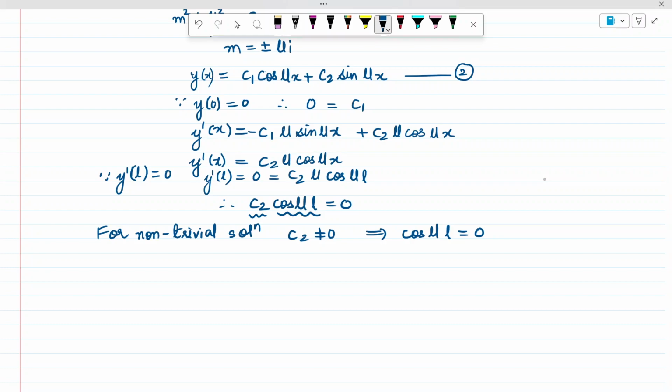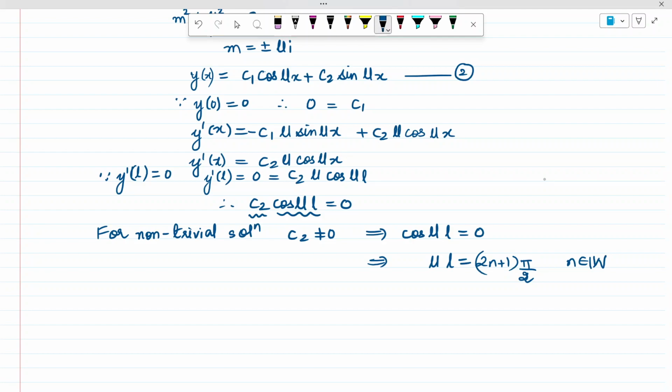So this implies nu l would be equal to 2n plus 1 pi by 2. Or I can just remove this and say the angle is 2n plus 1 times pi by 2, where n belongs to whole numbers. N is equal to 0 से start होगा. Okay, so n will belong to whole numbers.